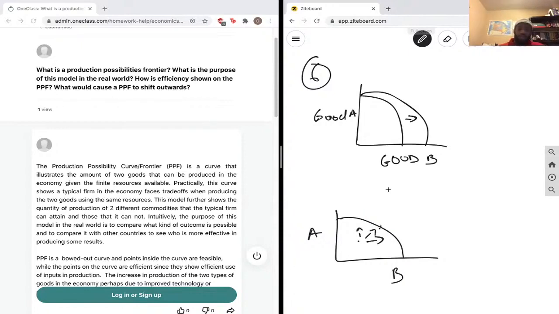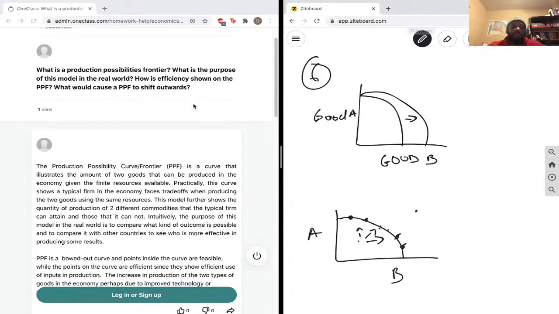And efficiency is being able to use all the resources available to you, and once you use all the resources available to you, your production should be somewhere on this curve. And obviously you can't produce out here because it's not attainable.